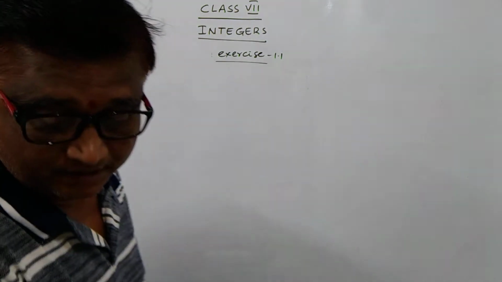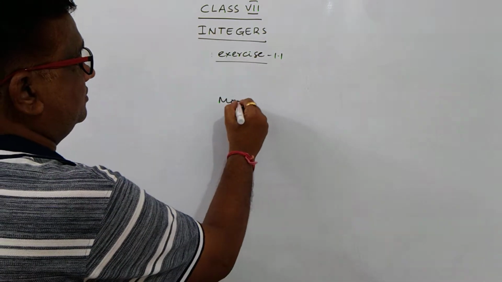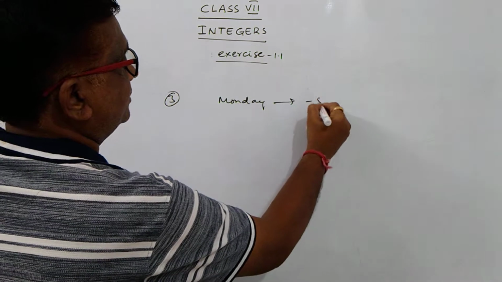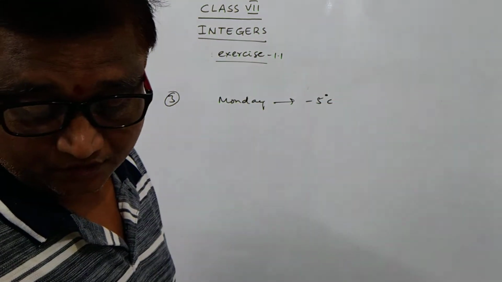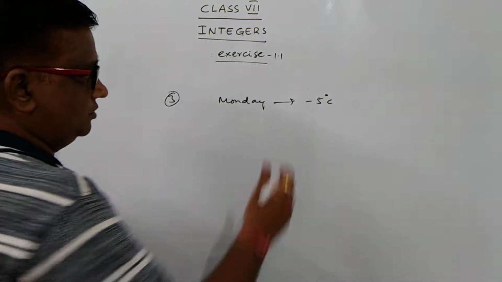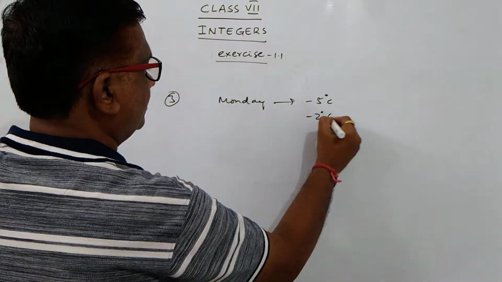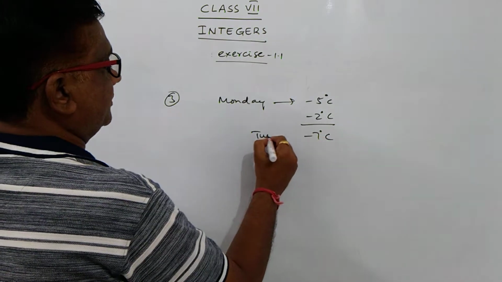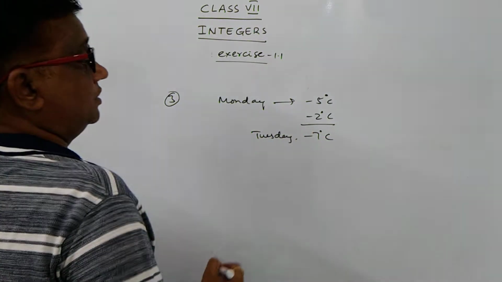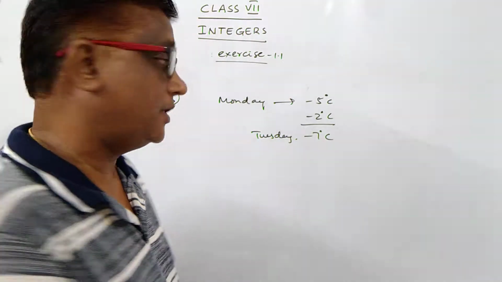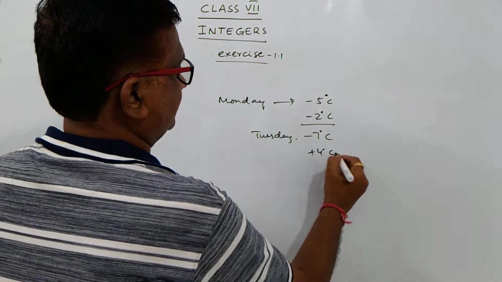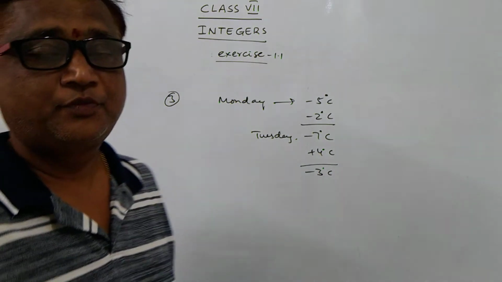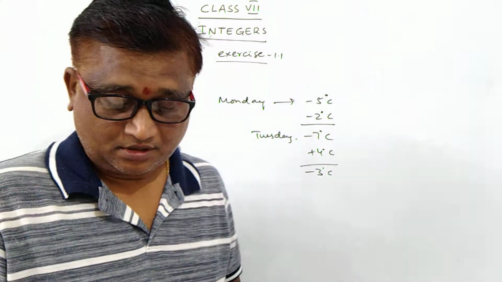This is the third question. Monday's temperature is minus 5 degrees Celsius. It dropped by 2 degrees Celsius, dropped means minus 2, so the total is minus 7 degrees on Tuesday. The next day it rose by 4 degrees, that is plus 4 degrees. So it is minus 3 degrees Celsius on the next day.